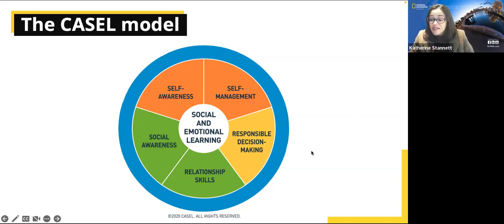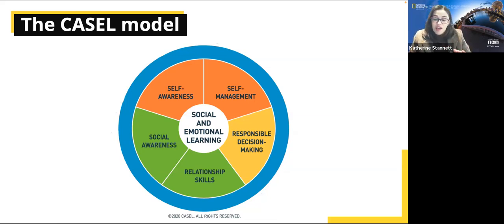This is a very nice little diagram that just shows the 5 key areas that make up social and emotional learning. And this is the model that was developed by CASEL, which, as I mentioned, is the Collaborative for Academic, Social and Emotional Learning. So CASEL is based in the United States. And it's not the only organization that talks about social and emotional learning. There are many others, and there are other ways to define it.